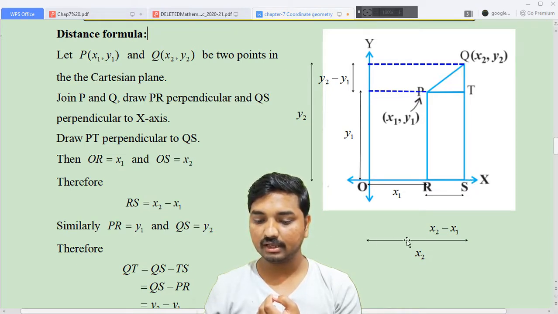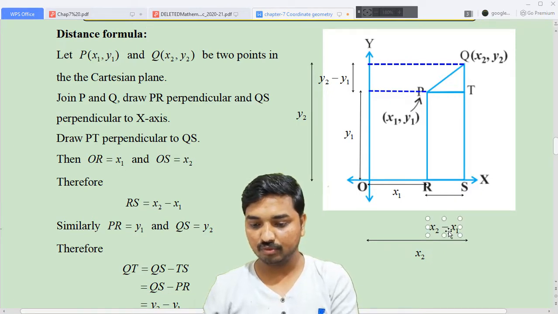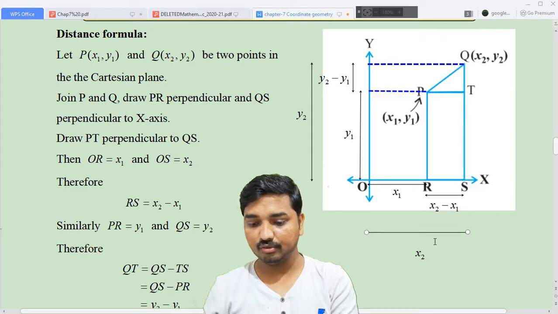I have written here, this is total distance. I'm going to shift this one above. Just wait for a second. This is x2 minus x1. I'm going to explain this one later. So now this is actually what, I'm going to shift this one above.